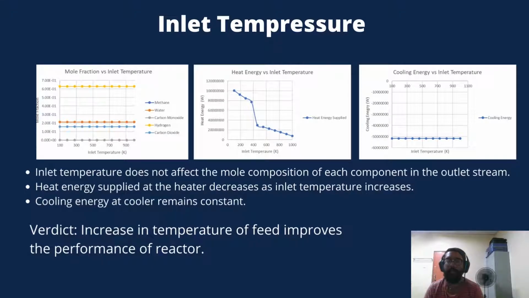and cooling energy at cooler remains constant. So to conclude, increase in temperature of feed improves the performance of the reactor.